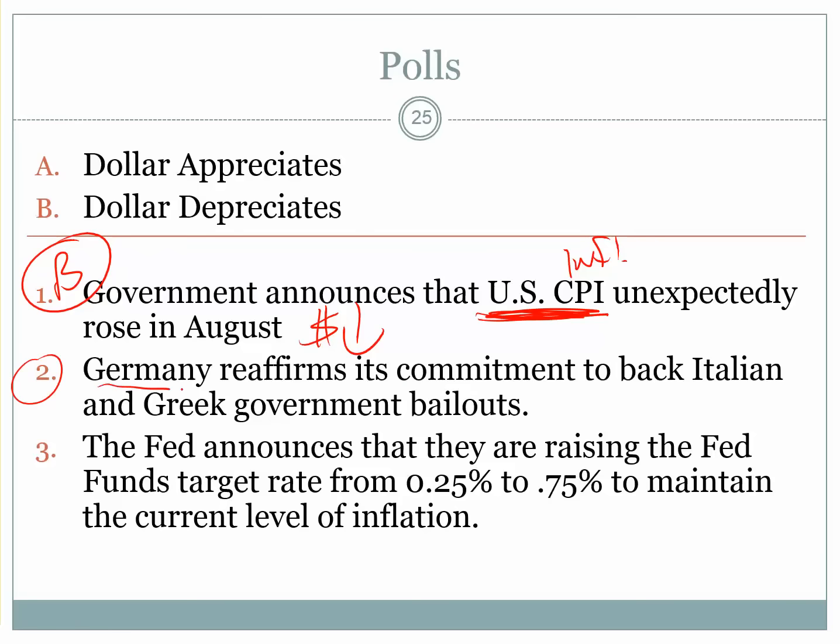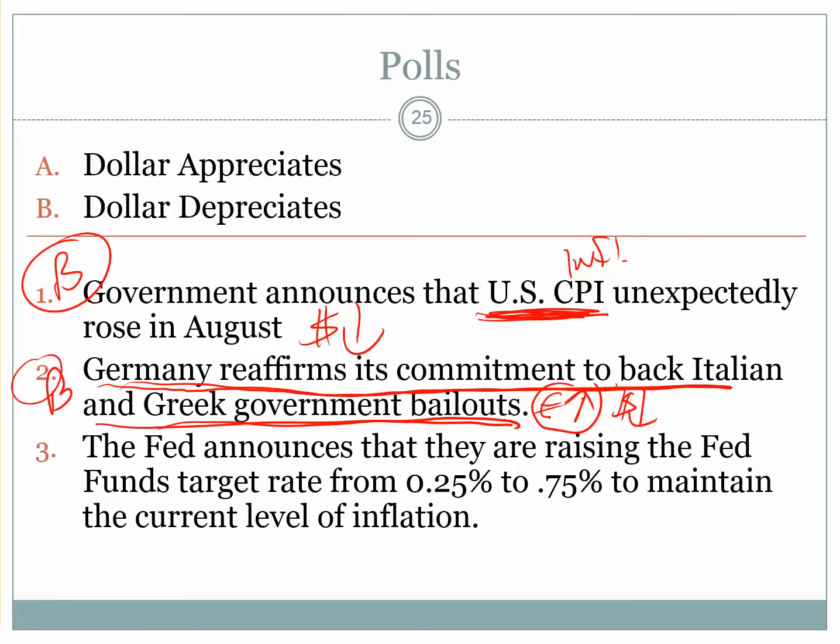Secondly, what if you read in the news that Germany has reaffirmed its commitment to back the Italian and Greek government bonds? What would happen to the dollar? Well, since the euro and the dollar are major world currencies, and Germany's action to back Italian and Greek government bonds would provide more faith that the eurozone will fall together, I would think the euro would be stronger. And as investors move into the euro and sell the dollar, I think the dollar would be weaker. So I think that also would lead the dollar to depreciate.